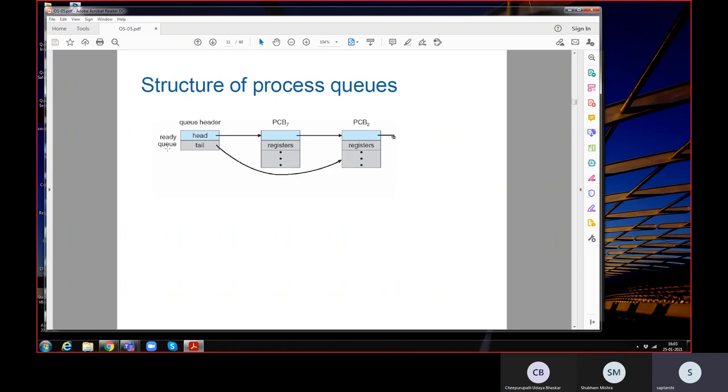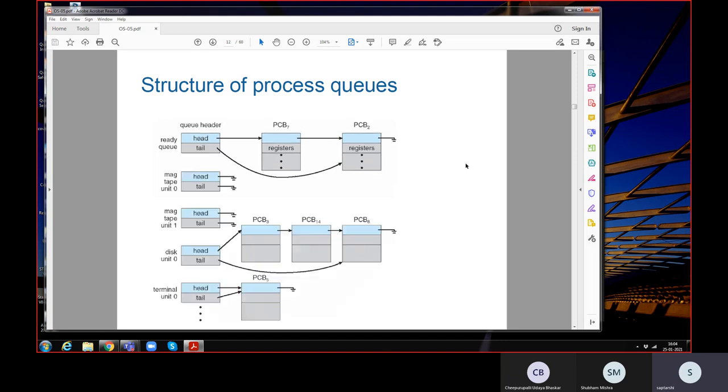So for example, this picture here shows the ready queue, right? Every node is a PCB. So PCB of process 7, PCB of process 2, right? So this is the ready queue. All these processes are ready. So the scheduler, if you remember, should actually look at these processes which are in the ready queue and select one of them using some algorithm. So this is a pictorial representation of the ready queue. Similarly, there can be many other such queues.